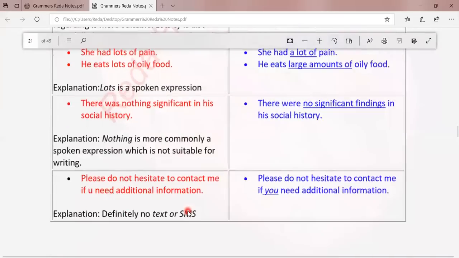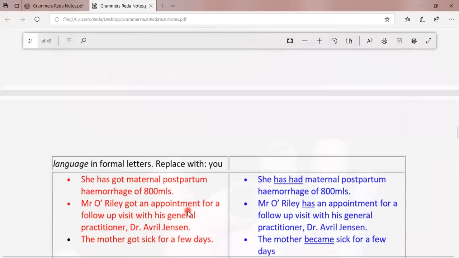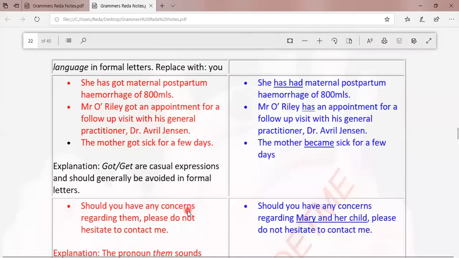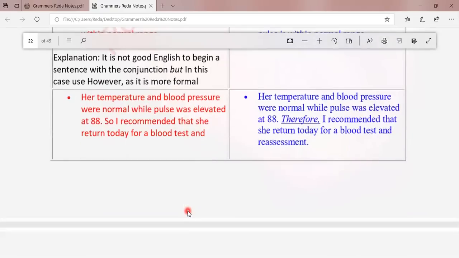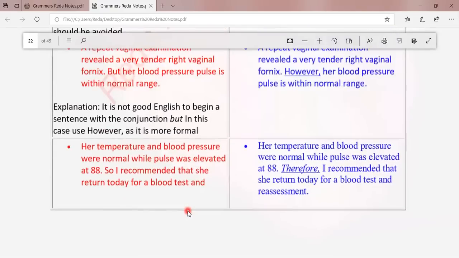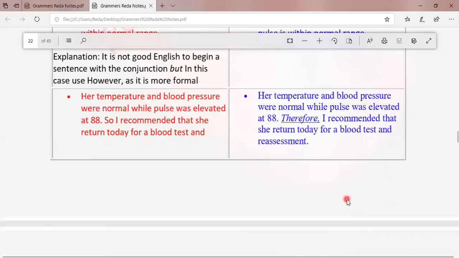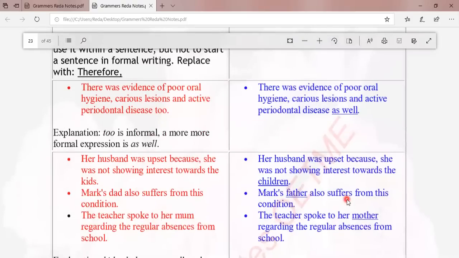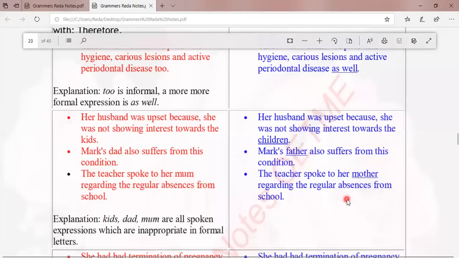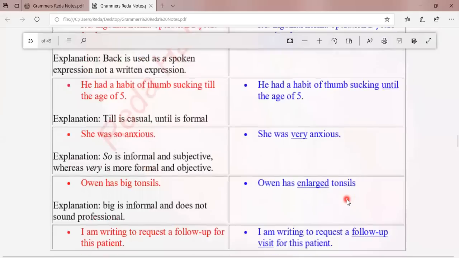So you have to be oriented with formality versus informality. Her temperature and blood pressure were normal while pulse was elevated at 88. Therefore, comma, I recommended that she return today for a blood test and reassessment. So once you are oriented to write a sentence, you will definitely correct it by reading correct sentences versus incorrect.